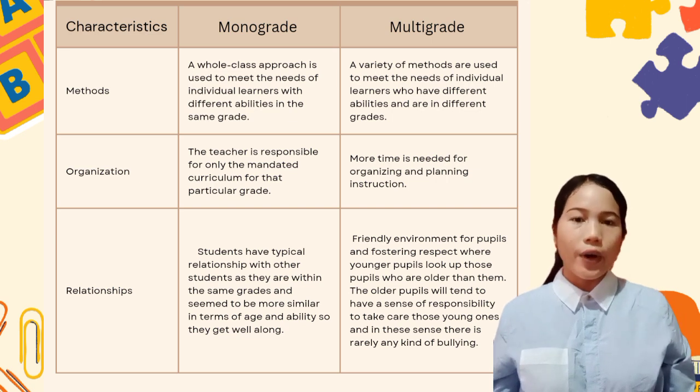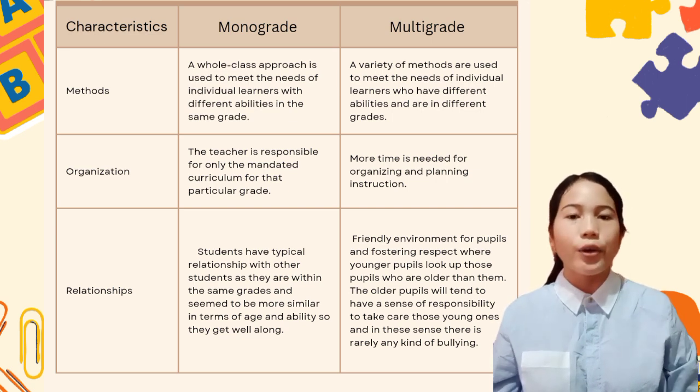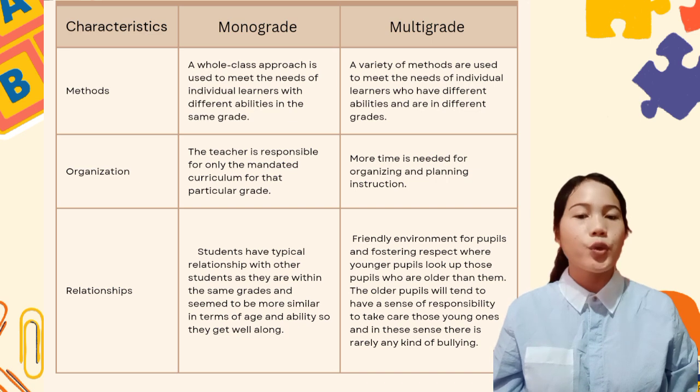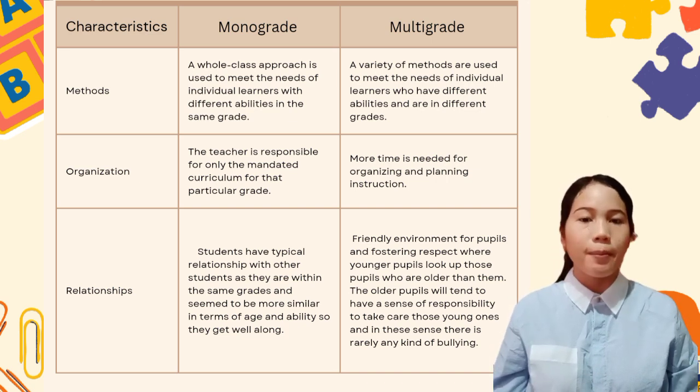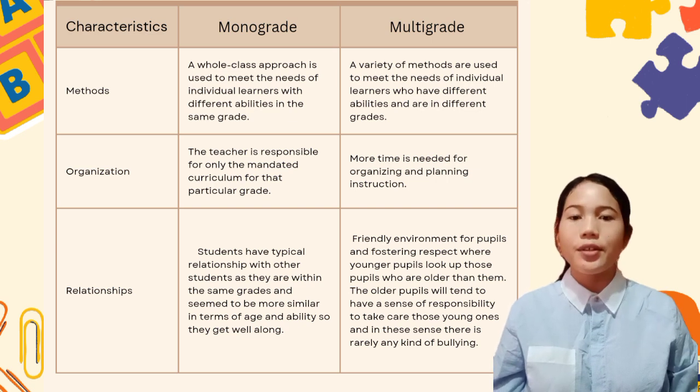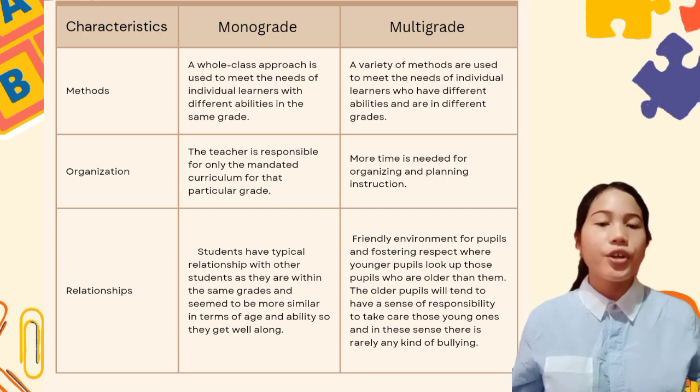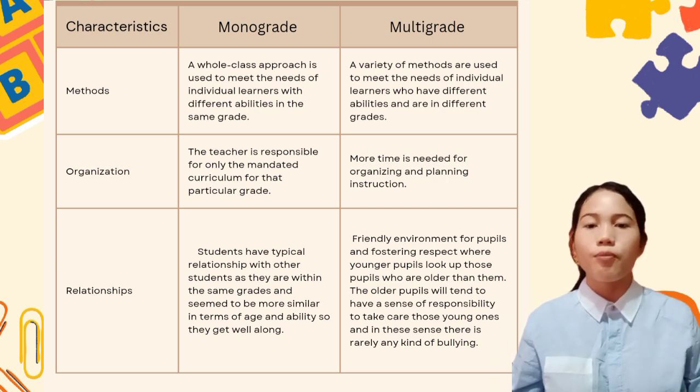In multigrade, there is a friendly environment for pupils, fostering respect, where younger pupils look up to those who are older than them. The older pupils tend to have a sense of responsibility to take care of the younger ones, and in this sense, there is rarely any kind of bullying.